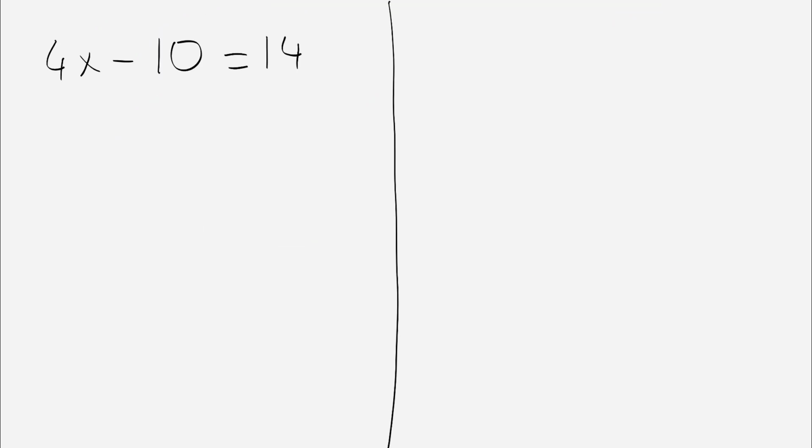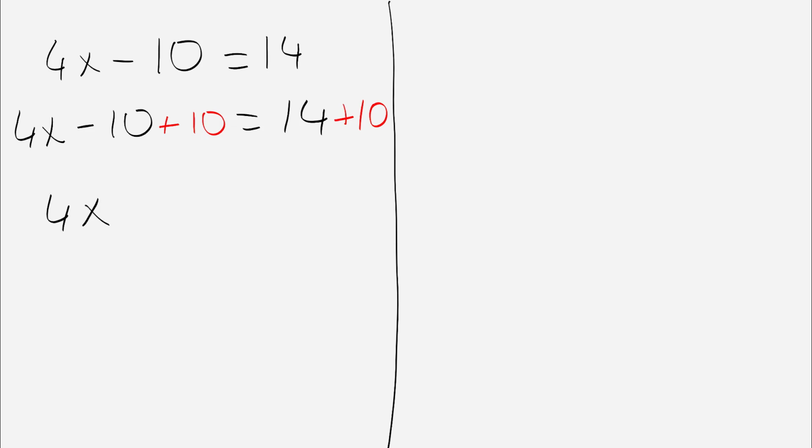Let me show you one more example. So 4x minus 10 equals 14. I'm going to write this out again. 4x minus 10 equals 14. So once again, we know the first step is to add 10 to cancel the minus 10. If you add 10 to the left, we have to add 10 to the right. So my next line would be 4x. The minus 10 and the plus 10 would cancel. And I'm just going to leave it as equals 14 plus 10.